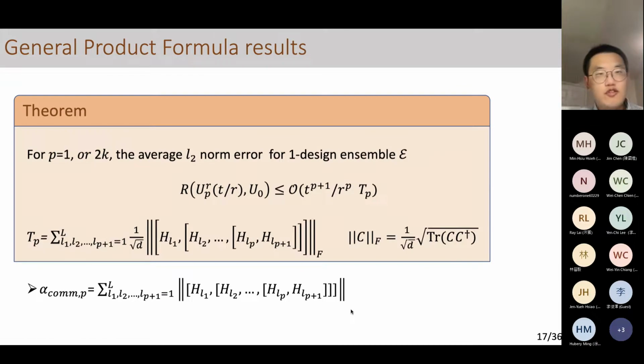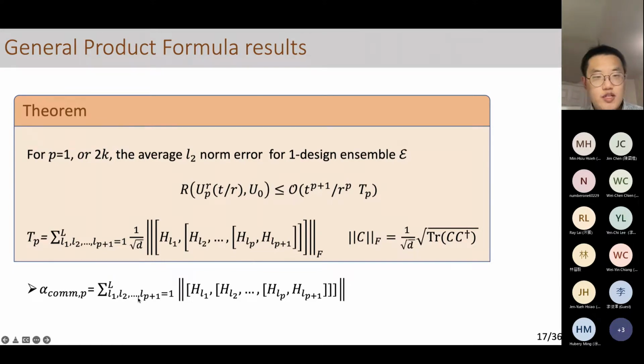Here we show that for this general p-th order product formula method, if your input state satisfies the design condition, then we could also upper bound this error. This error has the same t scaling and r scaling, just t to the power p plus 1 over r to the power p. But here we multiply by another parameter, another operator, this T_p. This one is a summation of different kinds of the Frobenius norm of the nested commutators.